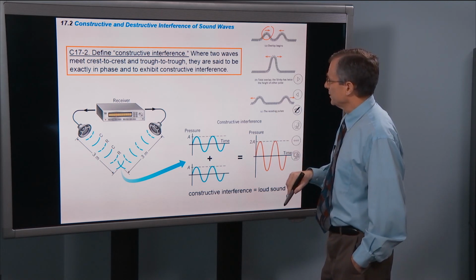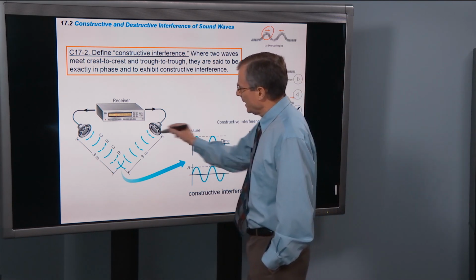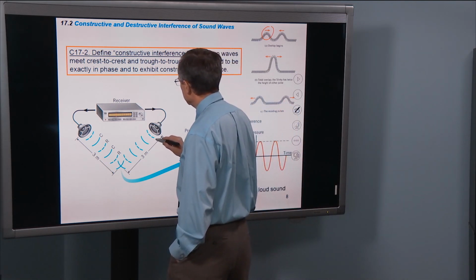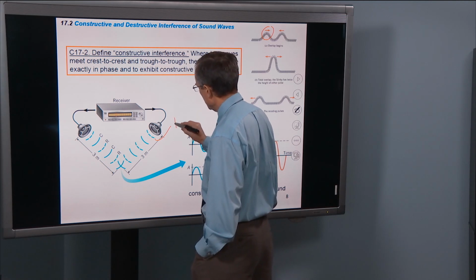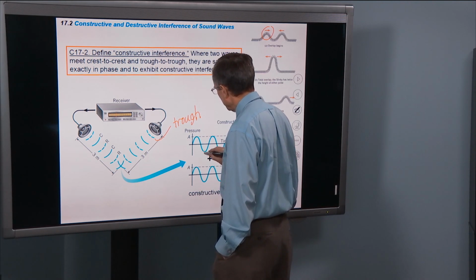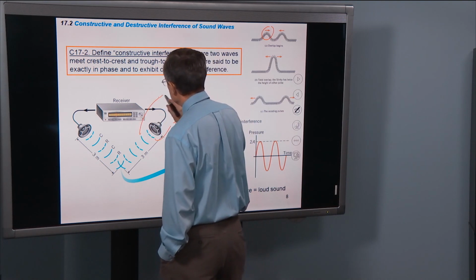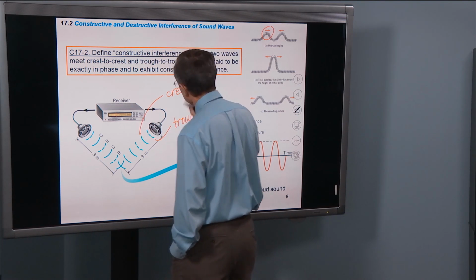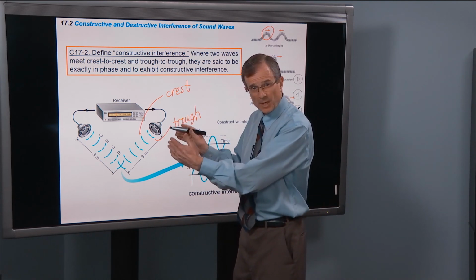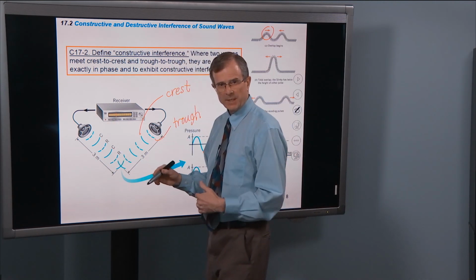And they meet trough to trough, and they're said to be exactly in phase and to exhibit constructive interference. Here's an example of this situation. If we denote this dotted line as a trough, so that would be like a point here, a valley in the wave, and that this is a crest, then these two speakers are oscillating, are vibrating in phase, emitting crests and troughs at the same time.